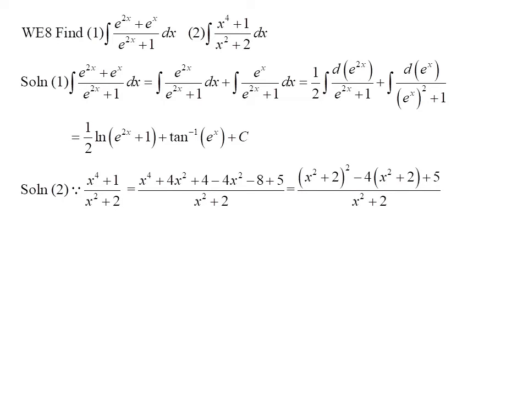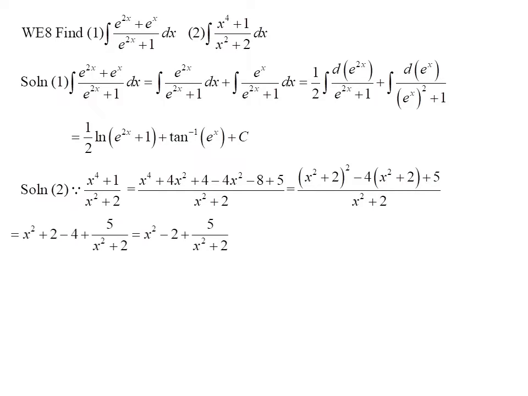As for the second antiderivative, since the numerator of the integrand function can be simplified by grouping the term of x squared plus 2, it becomes (x squared plus 2) squared minus 4 times (x squared plus 2) plus 5. Apart from the completing square technique I used here, you may achieve this by doing the long division.